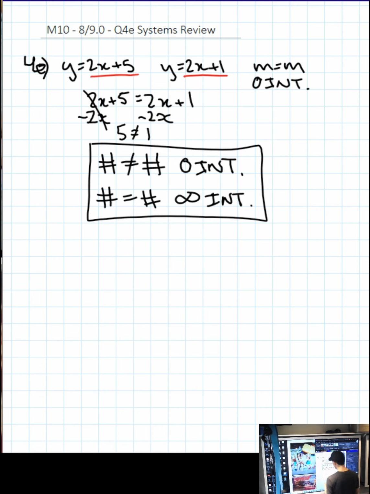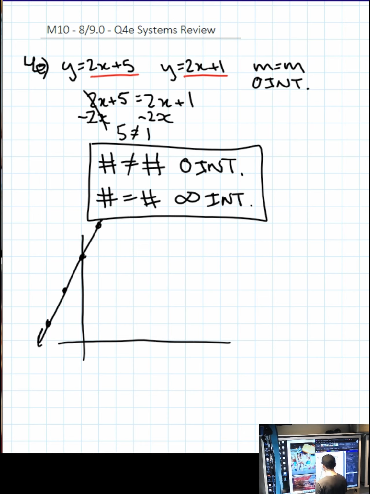We could obviously graph these 2 equations. We have a y-intercept of 5 and a slope of 2 in both directions. And we have a y-intercept of 1 and a slope of 2 in both directions. And we can clearly see that these lines are parallel. They never touch. They have 0 intersections.